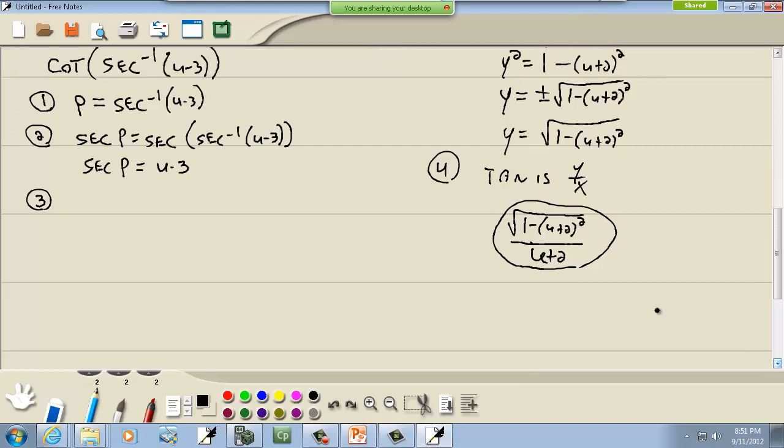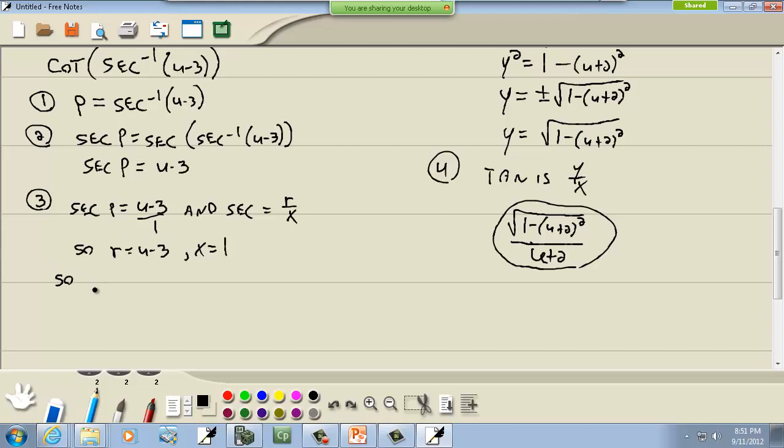Now step 3, use our x, y, and r formulas to find x, y, and r. Well, secant p is equal to u minus 3 over 1, and secant is equal to r over x. So r is going to equal u minus 3, and x is going to equal 1.